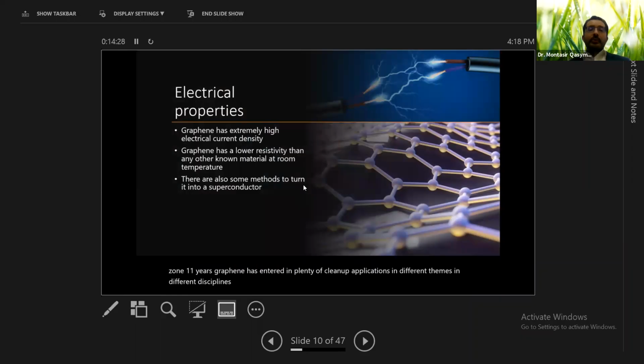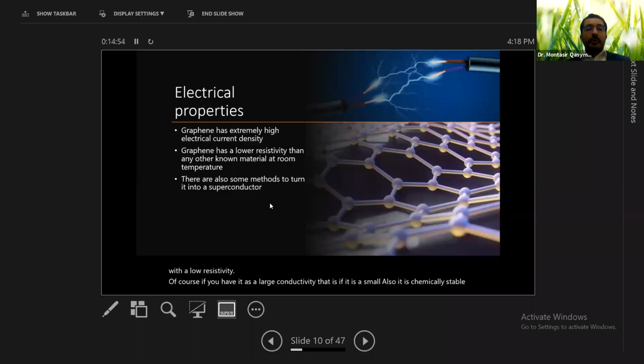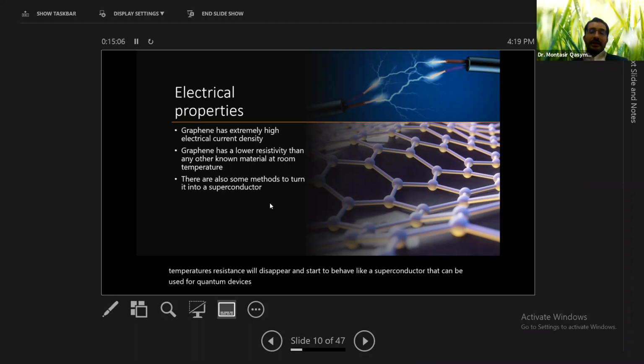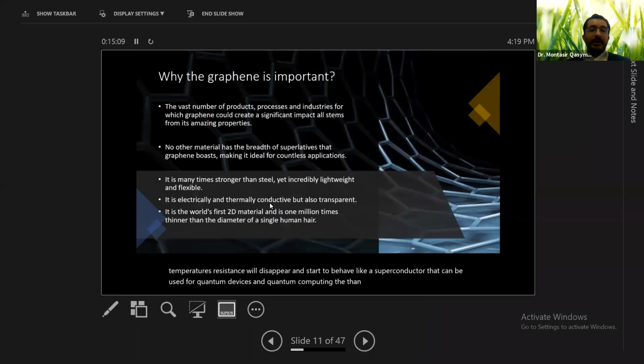At Abu Dhabi University, we have a group that's active in graphene from the optoelectronic perspective. If you look into the electrical properties of graphene, you will find a very large electrical conductivity and a low resistivity. Of course, if you have a large conductivity, the resistivity is small. Also, it is chemically stable. It can be turned into a superconductor if you just cool the graphene to very low temperatures. Resistance will disappear and it starts to behave like a superconductor that can be used for quantum devices and quantum computing, the new era that is coming.